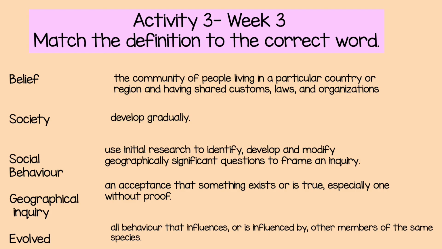And your third activity is continuing on from the previous 2 weeks with our Jamboard dictionary. And there's only 5 words here: belief, society, social behavior, geographical inquiry, and evolved. So you need to go to your Google Jamboard, draw a line, and match the definition to the correct word.